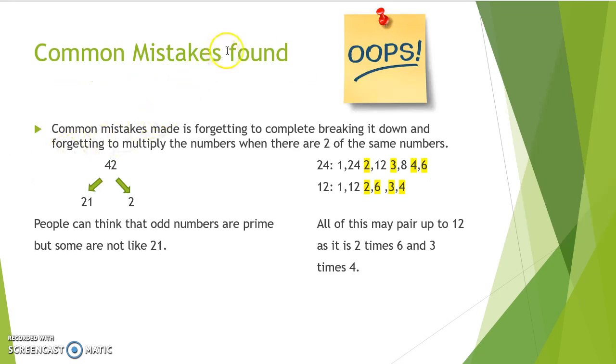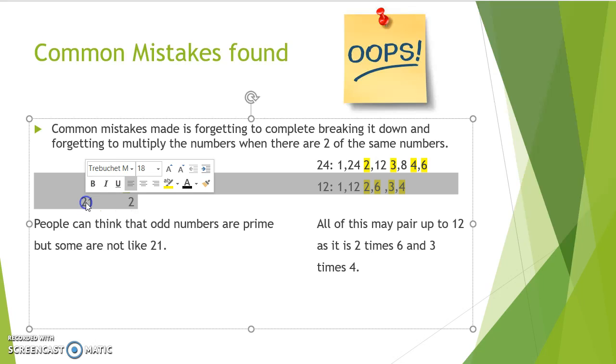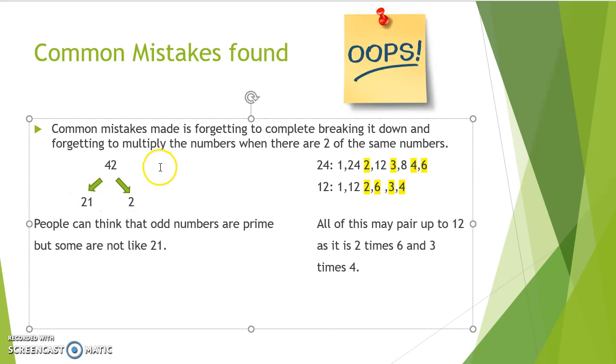A common mistake, found in all of my work so far, in my whole entire career of doing math, is not breaking it down fully. For 42, you get 21 and 2. But they might think 21 is a prime number. Actually, it is not a prime number, especially since it has 3 and 7.